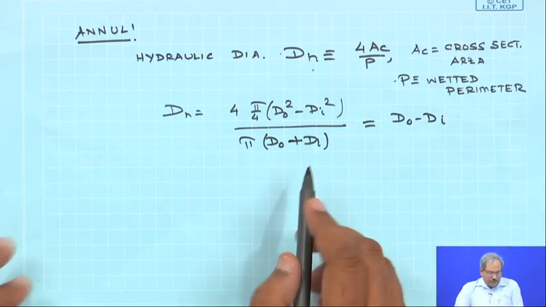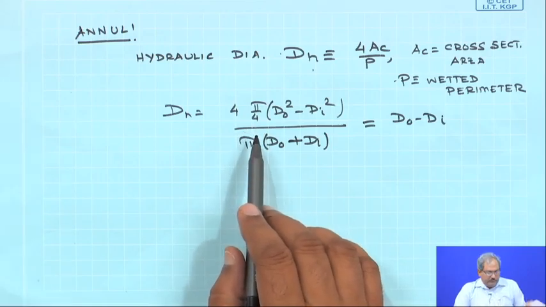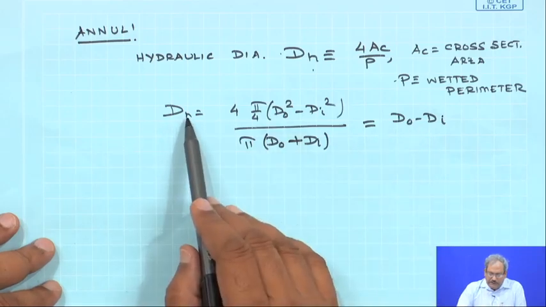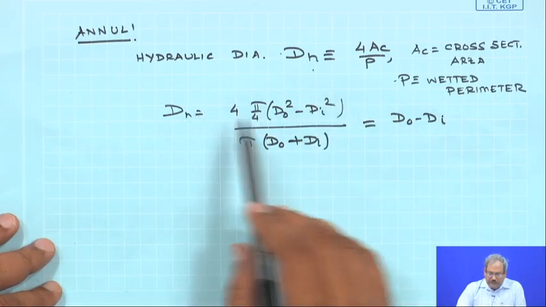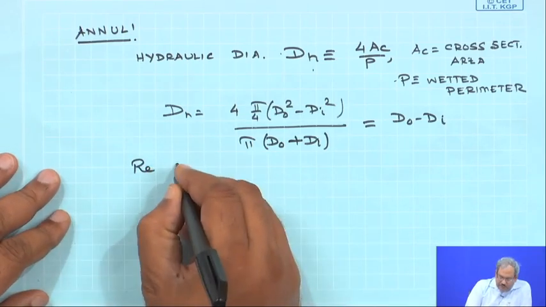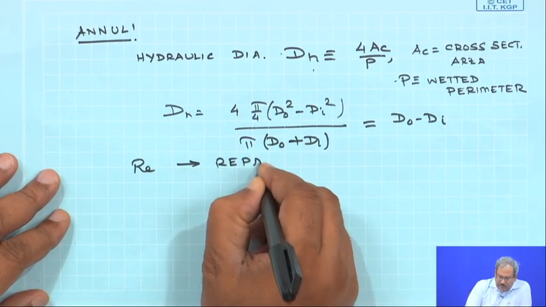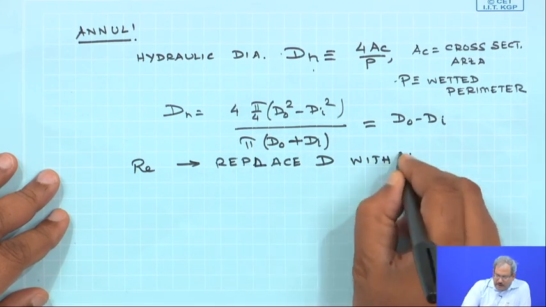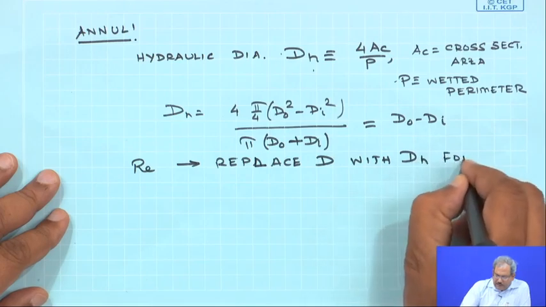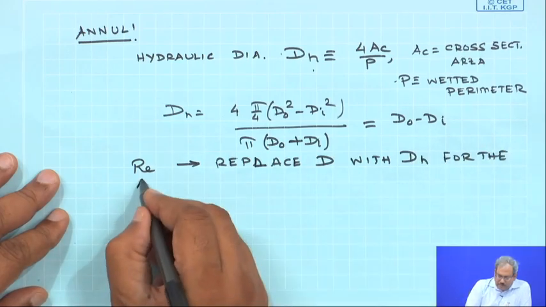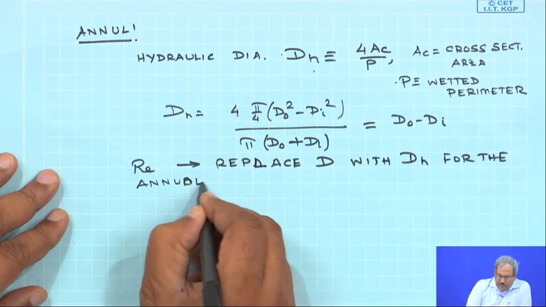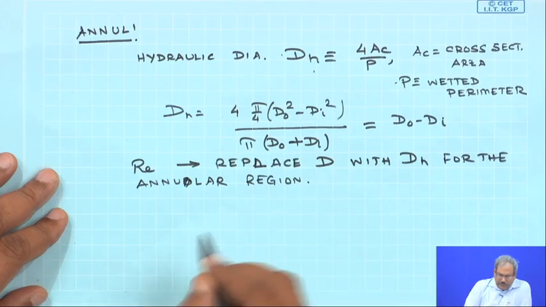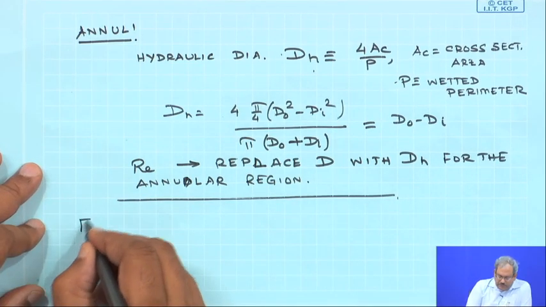So, for turbulent flow, this can be used by simply replacing d with d h in the Reynolds number. So, in the Reynolds number, replace d with the hydraulic diameter for the annular region. And you take care of the following factors as before.